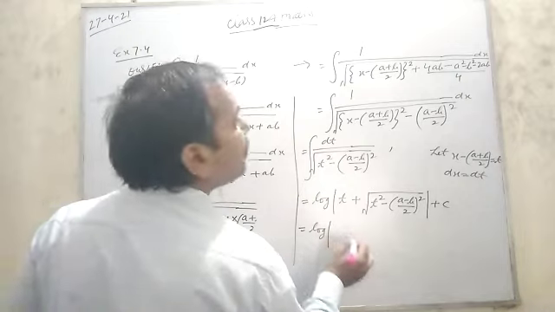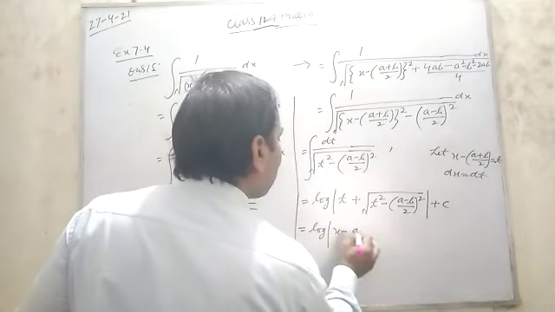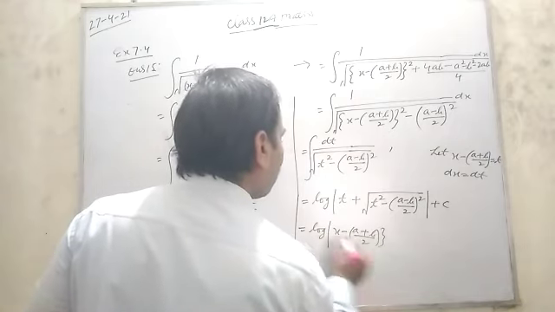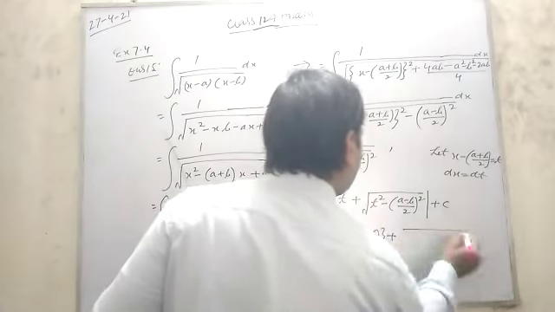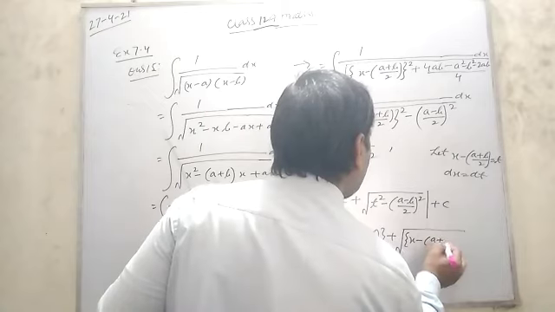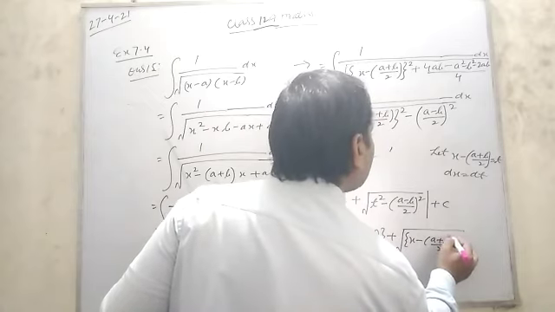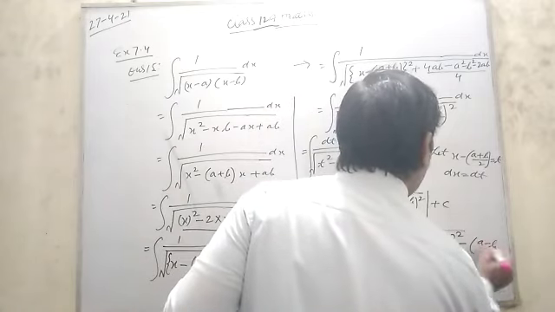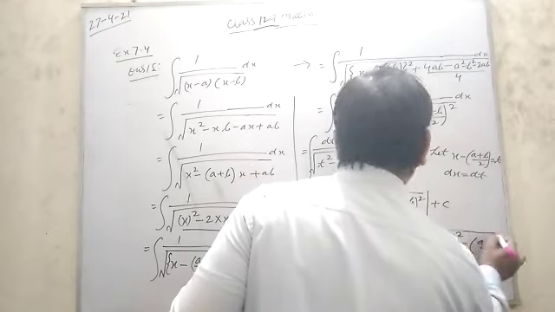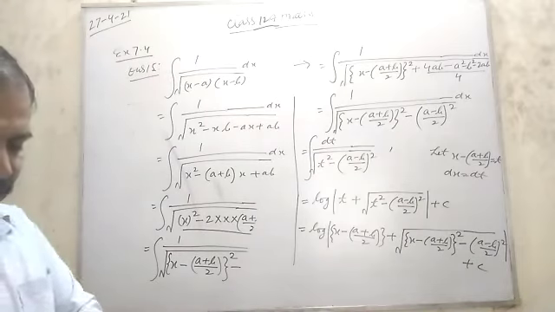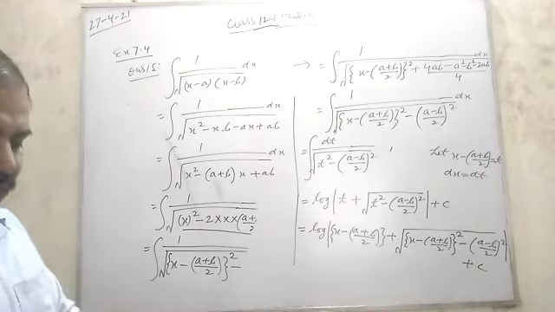Then putting the t value. So log t means x minus (a plus b) by 2, plus under root (x minus (a plus b) by 2) this whole square minus ((a minus b) by 2) whole square plus constant. Then also you can simplify. So like this you have to do. Okay, this was question number 15.